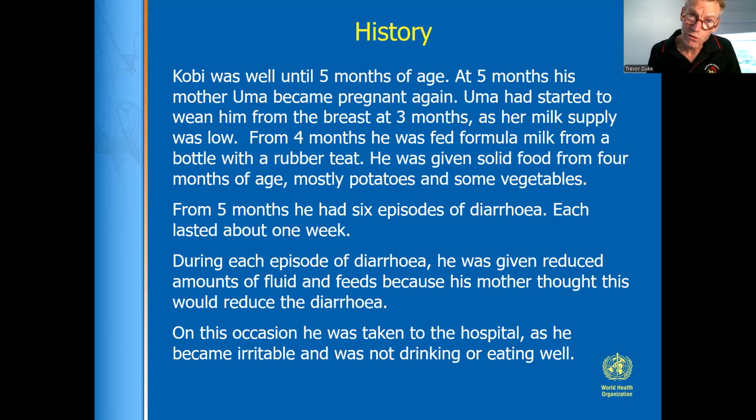some vegetables. From 5 months of age, he had 6 episodes of diarrhea, each lasting about a week. So this is recurrent diarrhea that Kobe's had, and now he's 12 months of age. During each episode, his mother described how she often reduced the amount of fluids and feeding that he received because she thought it would reduce his stool output. On this occasion, he was sick enough to be brought to hospital as he'd become irritable and was failing to drink or eat very well in the last couple of days. So that's the history we have so far.